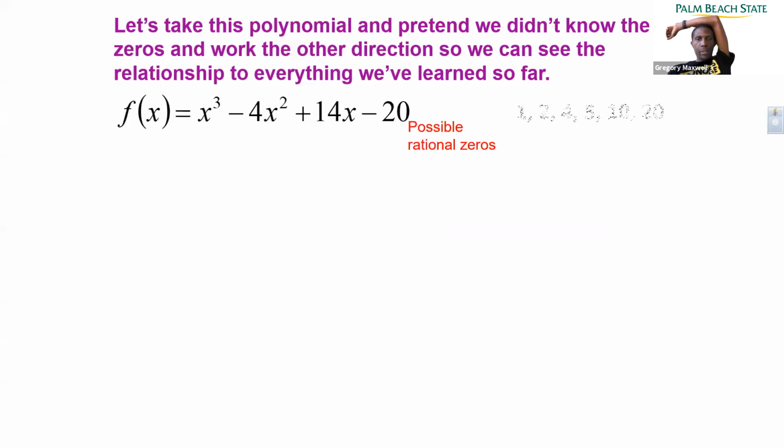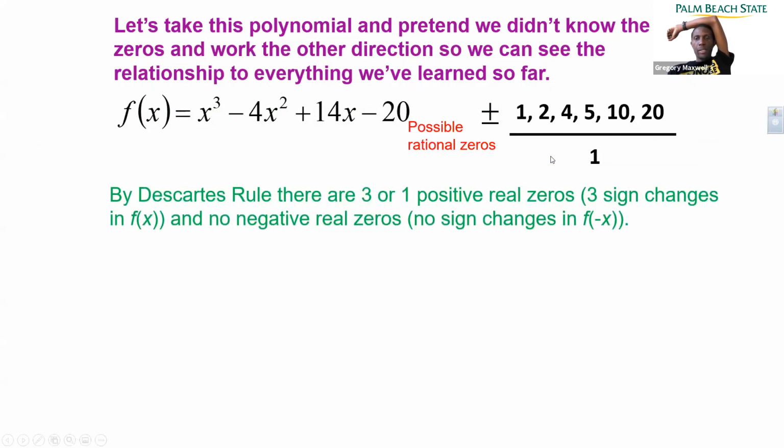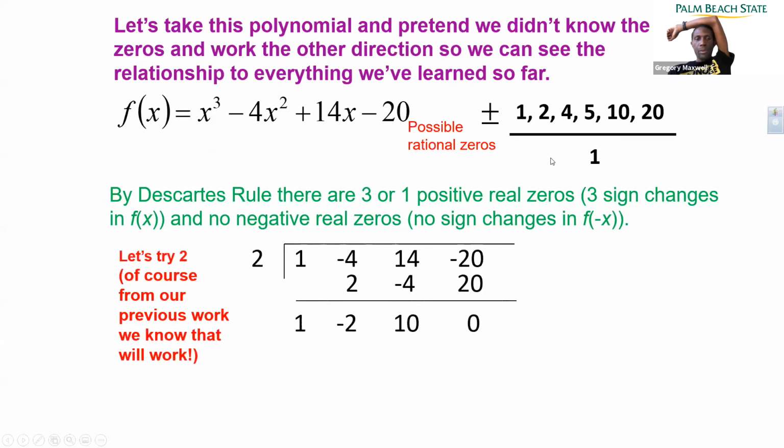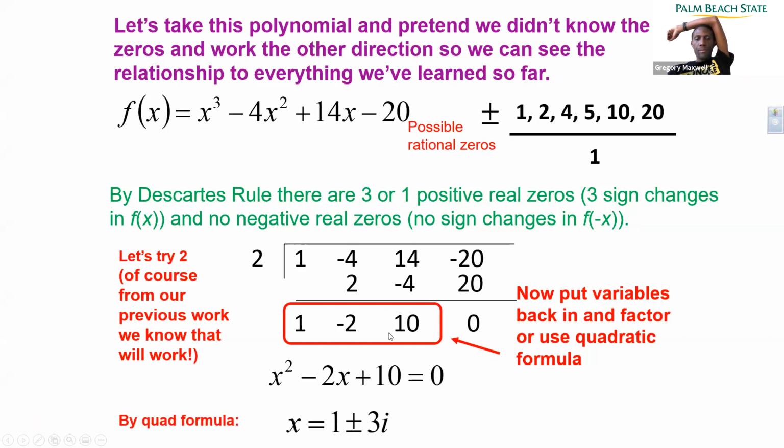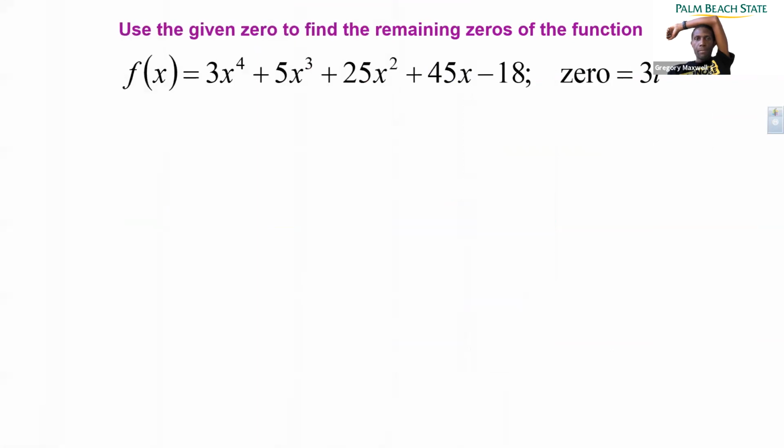All right, so we know that we only have positive zeros. When you plug in 2, you get 0, and that gives you this expression here, which you can solve by quadratic formula. So that's just a way to check back. Here's one.